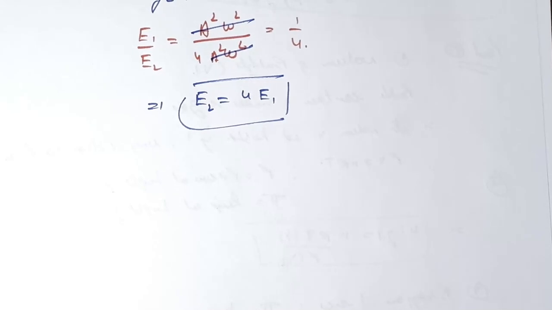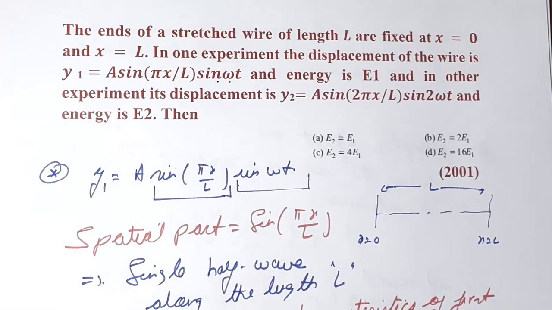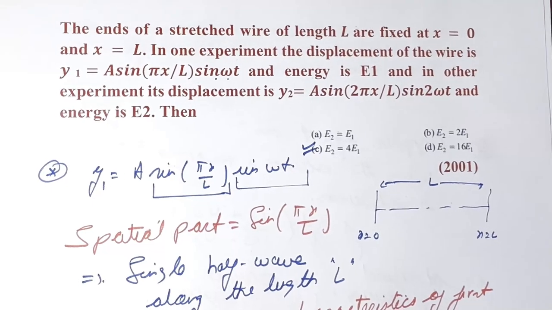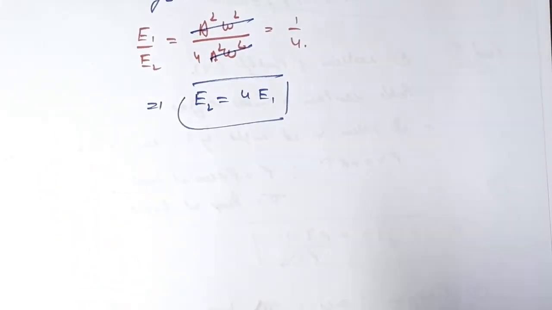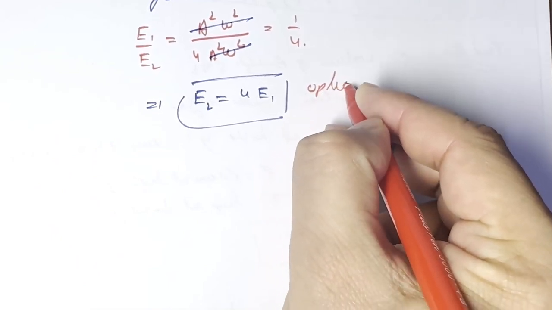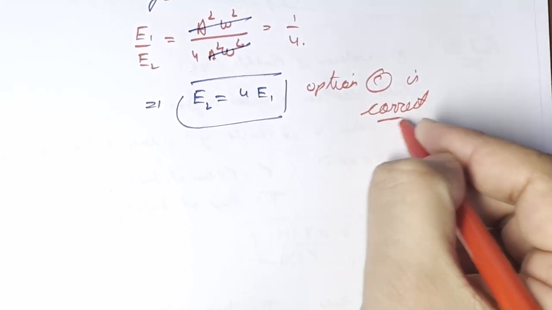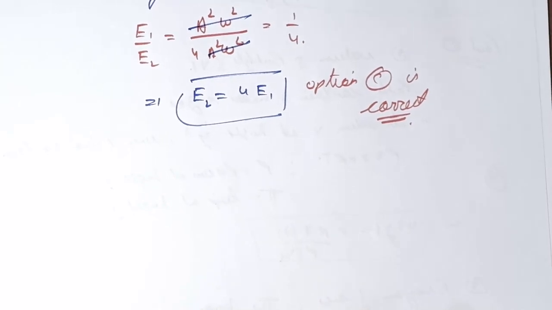So this is the relationship between the energies E1 and E2. Of the options given to us, option C is the correct one. This question was directly based on the formula that energy is directly proportional to the square of the amplitude as well as the square of the frequency. So we substitute directly from the equations, and we get the answer. So this completes the question.